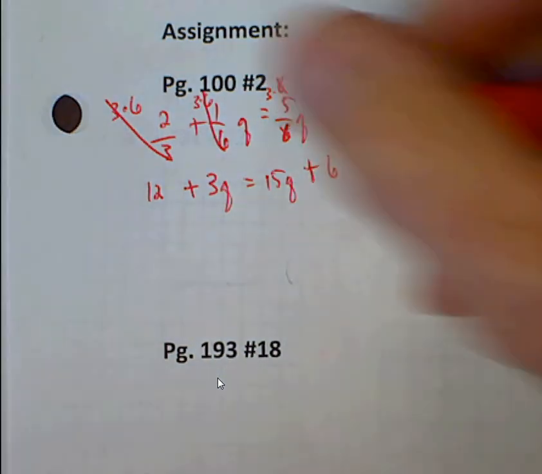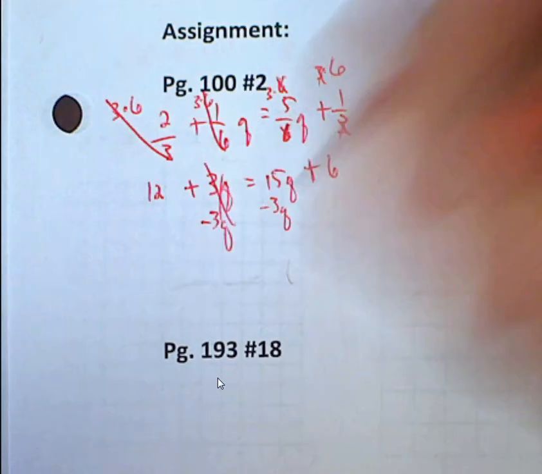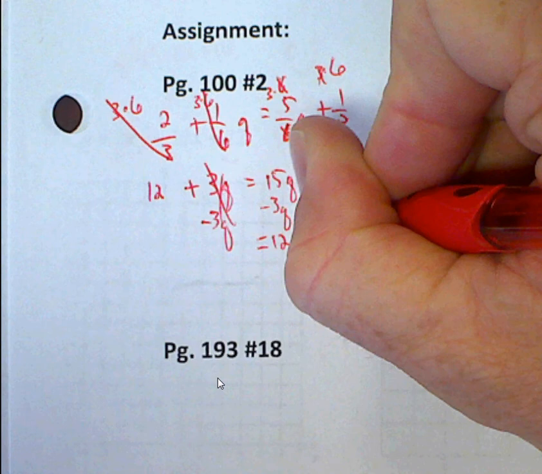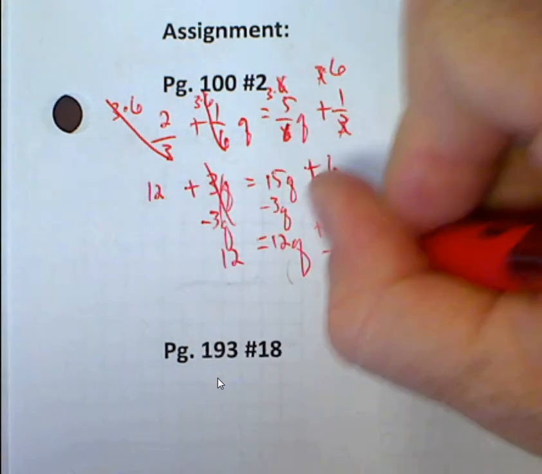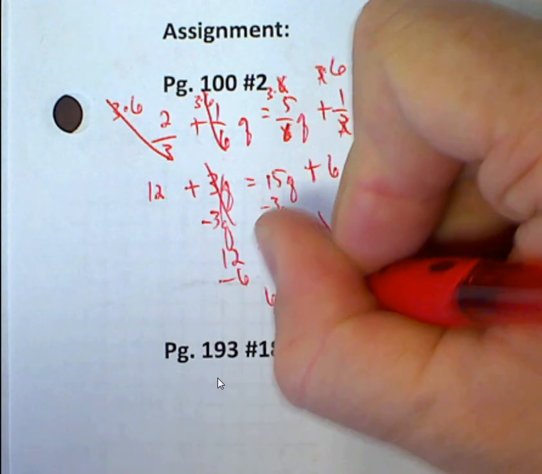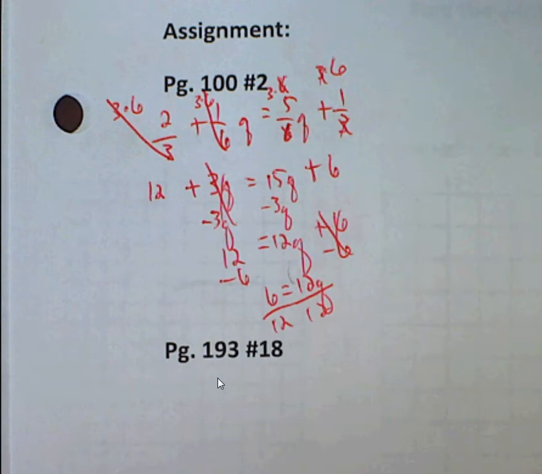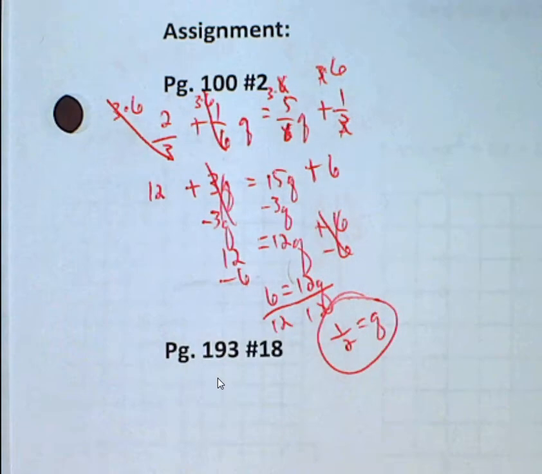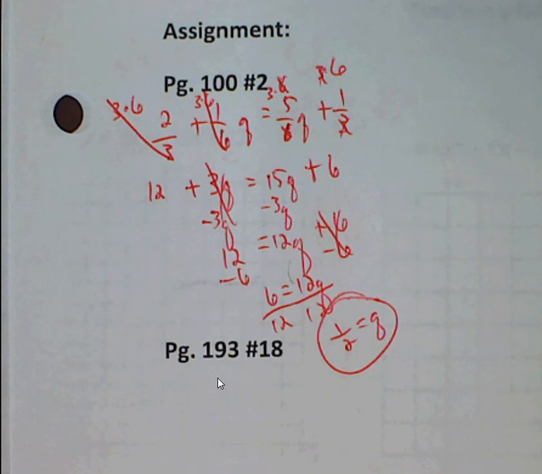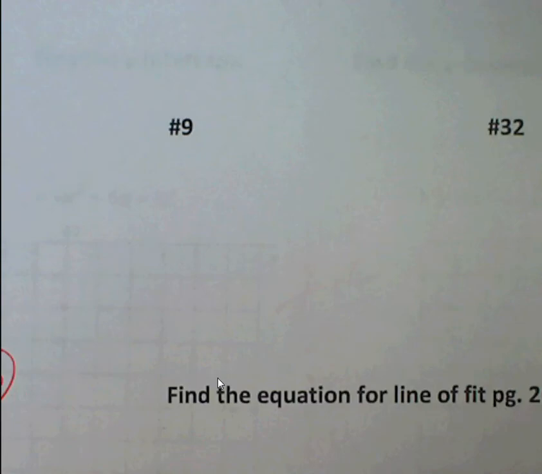I'm trying to get q by itself, so I'm going to bring q over. Minus 3q, that gives me 12q. Bring down the 6, bring down the 12. I'm going to bring the 6 over. So I get 6 equals 12q. If I divide by 12, I get 0.5, or 1 over 2 if I reduce. So I'm bringing you all the way back to the beginning because we have to be able to know how to solve with fractions.